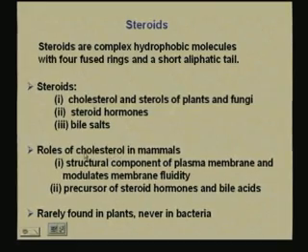And cholesterol, we will see, is not found in plants. There is another form that is found in plants called stigmasterol, which we will see in the next slide. So, what are the uses of cholesterol? The uses of cholesterol are in the modulation of membrane fluidity and also as a structural component in the plasma membrane.